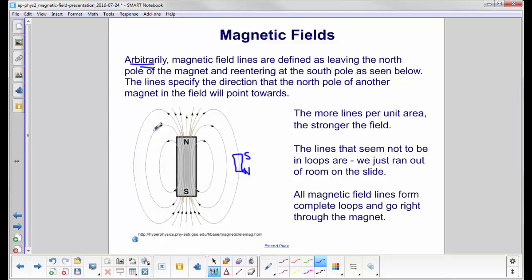If I put a magnet over here, the north would point in this direction, the same as the direction of the field. This would be the south. And again, these loops here that just look like they're going nowhere, they really go way out here and complete over here. We just ran out of room on the slide. Once again, all magnetic field lines form complete loops and go right through the magnet.